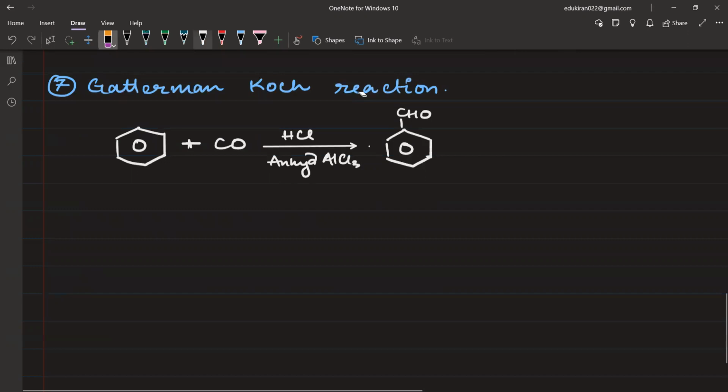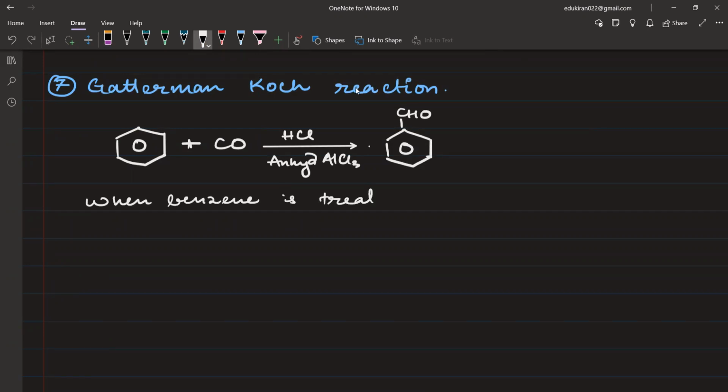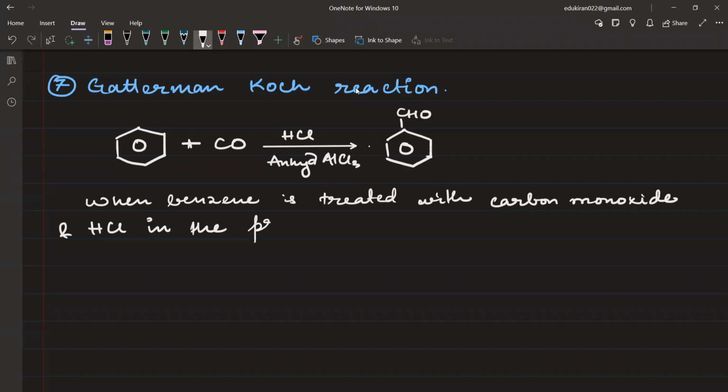Write the statement for this. When benzene is treated with carbon monoxide and HCl in the presence of anhydrous AlCl3, it gives benzaldehyde.